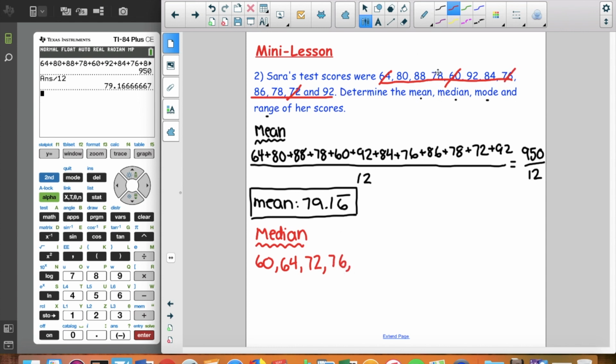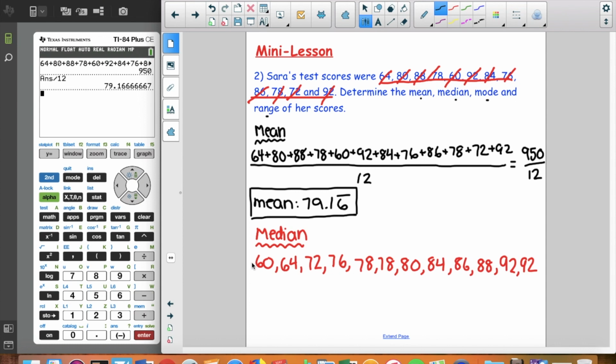Okay, now I see two 78s. Then an 80, an 84, an 86, an 88, and two 92s. Now if I look, all of my values are crossed out, so that means I got them all.